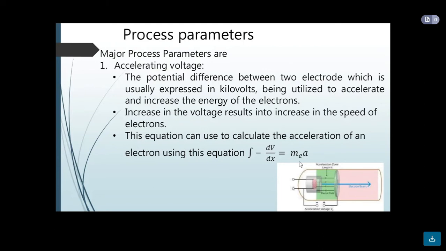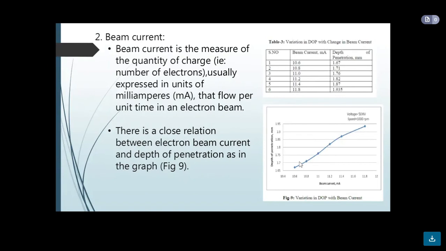So when we apply the high potential difference between the anode and the cathode, the electrons will be generated. Also, this high potential voltage difference between anode and cathode will decide the speed of the electrons, because as the voltage increases, we can also increase the speed of the electrons. Okay. The next one is the beam current.